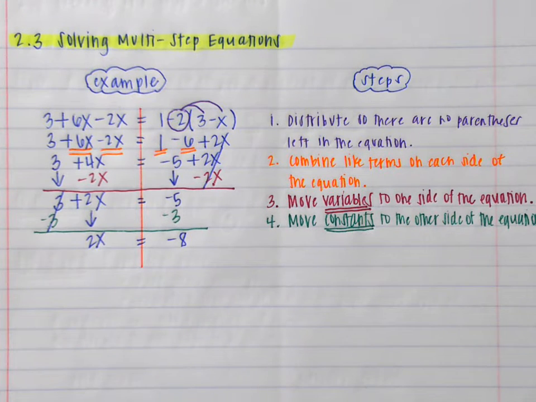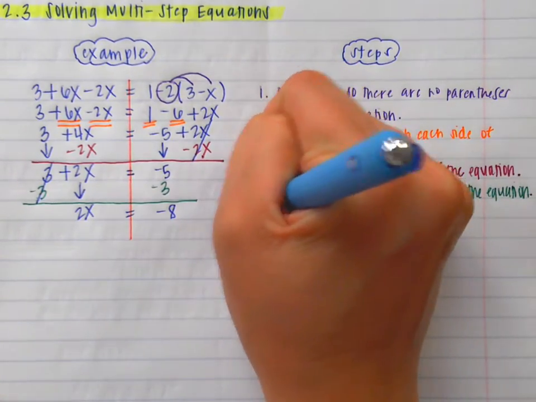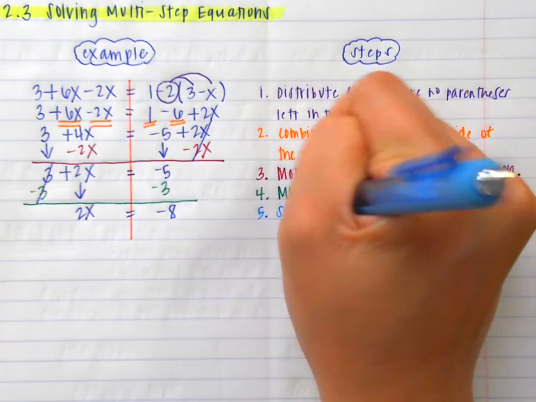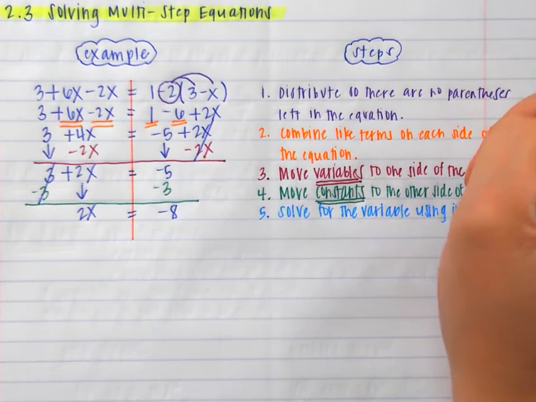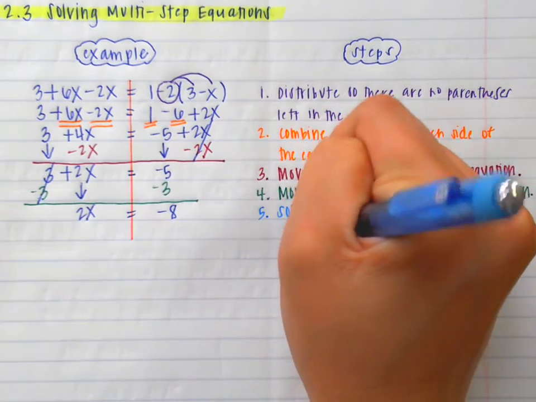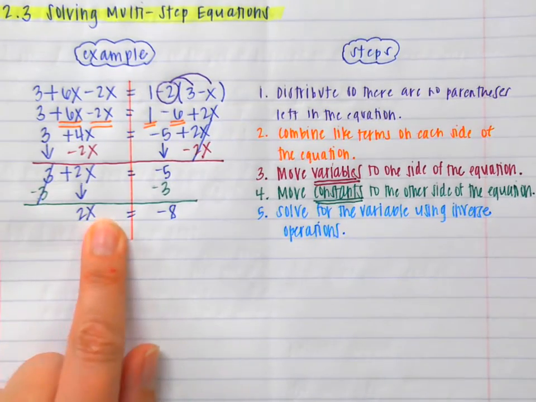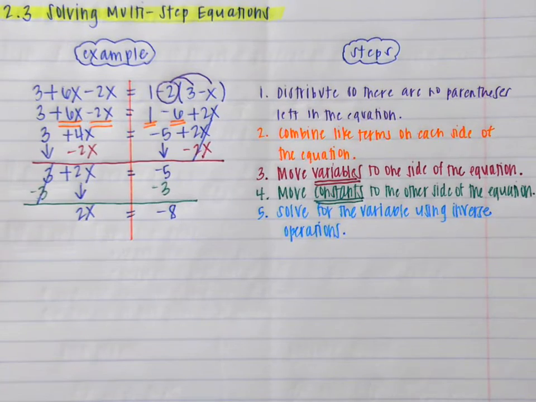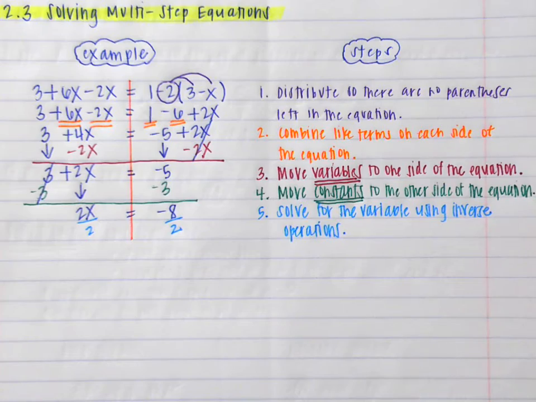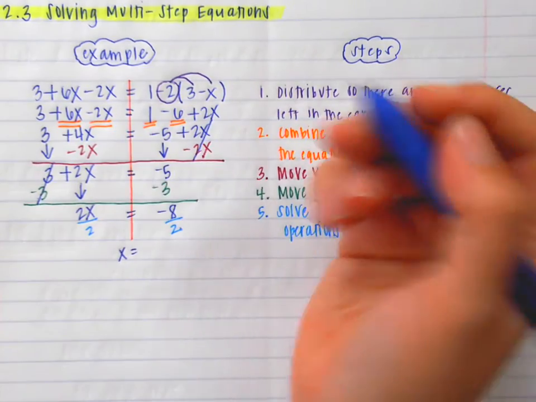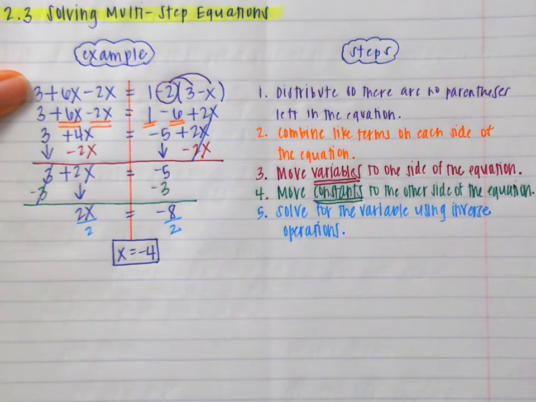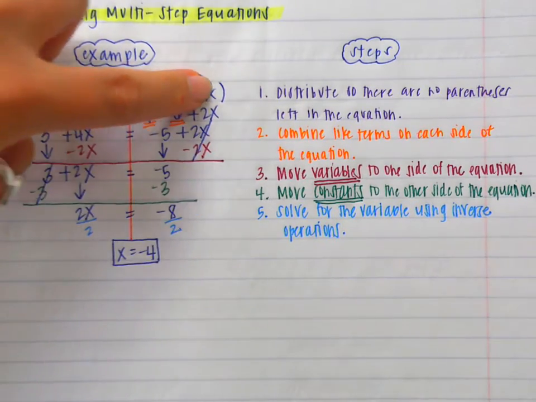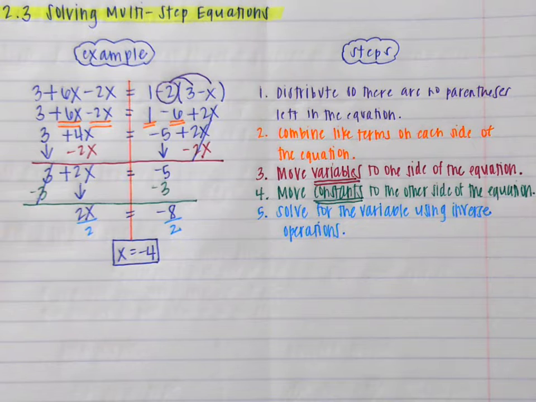The last step here is to solve for the variable using inverse operations. With this, we're going to be dividing. 2 times x, to get that x by itself, we have to divide both sides by 2. 2 divided by 2 is 1, so we have 1x, which is what we wanted. Negative 8 divided by 2 is negative 4. And that is my final answer. Remember, you can always go back and check your work by plugging it back in. Plug in negative 4 here, here, and here. If both sides equal the same thing, then you've done it right, and you can move on.